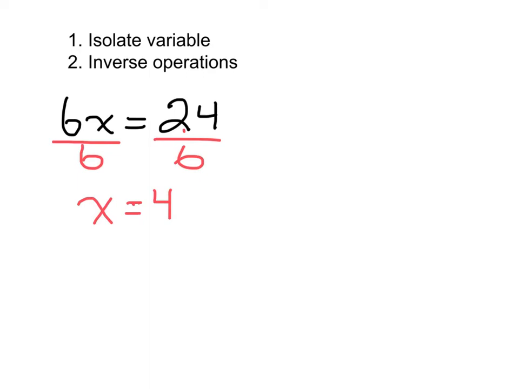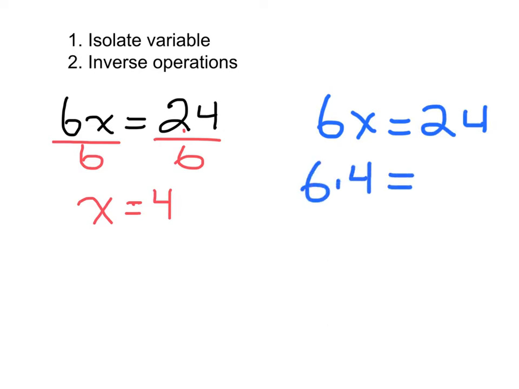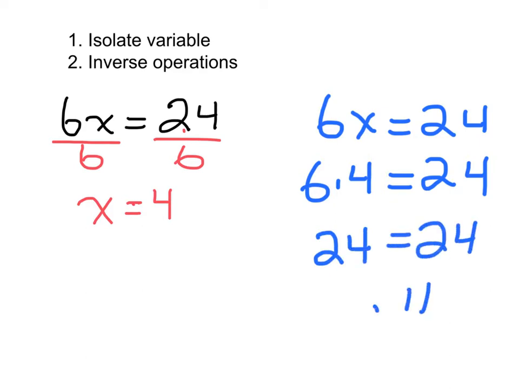In order for me to see if my value of x is true, I'm going to do a substitution check. My original problem was 6x equals 24. I said the value of x is 4, so I'm going to multiply 6 times 4 and see if both sides of the equation balance out. 6 times 4 is 24 on this side, and that does equal 24, so I am balanced and happy.